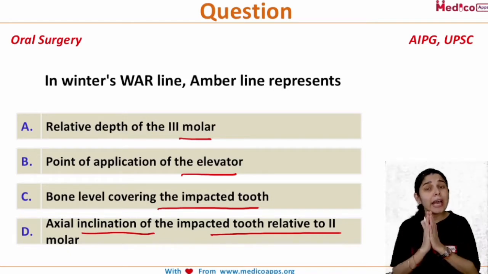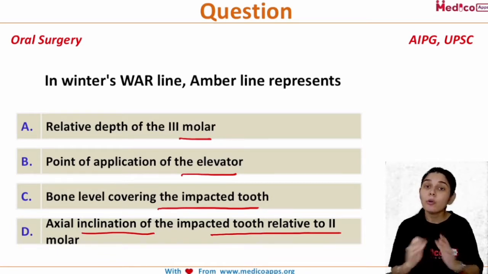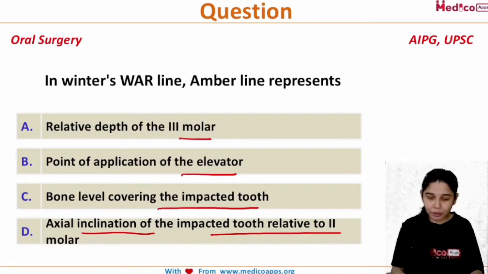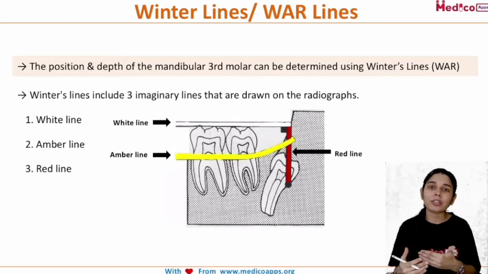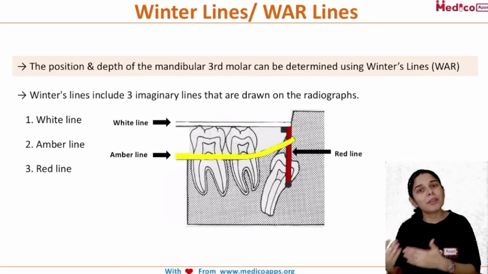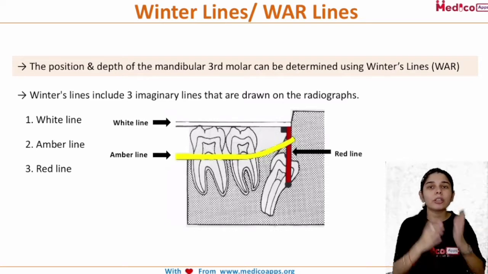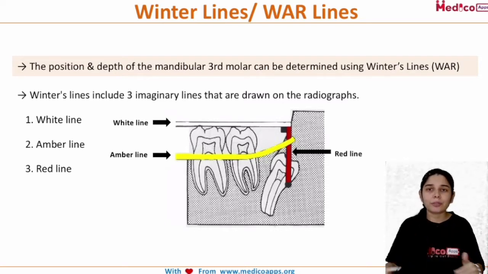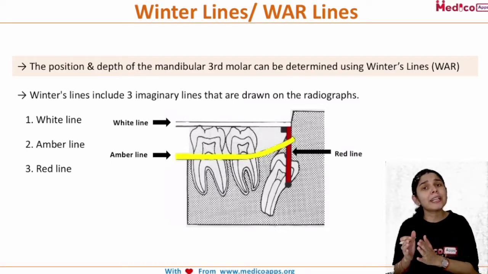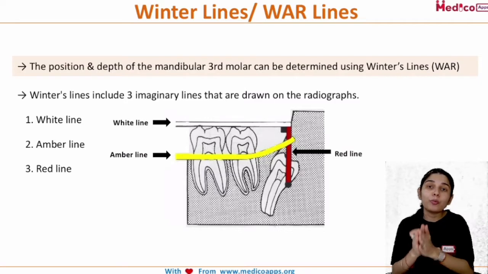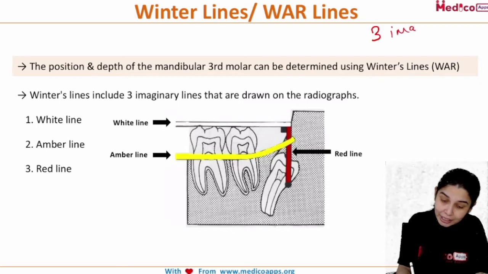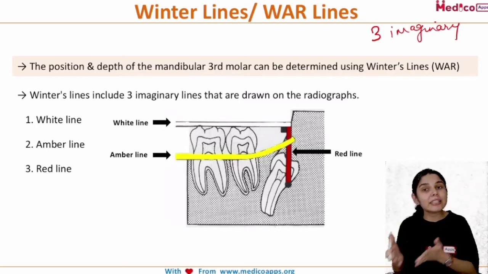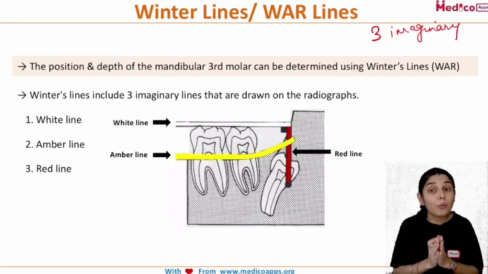To understand this MCQ, you should first know about the Winter's line or the war lines. So let's quickly learn about them. As we all know, third molar impaction can be in any direction, like the mesioangular direction, the distoangular direction, the vertical direction or the horizontal direction. So, to know the position and depth of the third molar, George Winter described three imaginary lines. These three imaginary lines are known as Winter's lines.